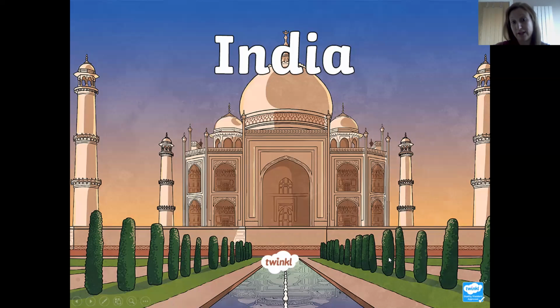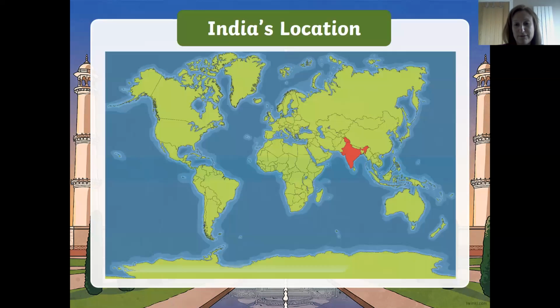Okay, now this picture here is the Taj Mahal. Some of you will have found out some information about this already from your work. One of the very, very famous monuments and landmarks, and one of the 7 wonders of the world. So a lot of people try and travel to India to go and visit this very famous place.